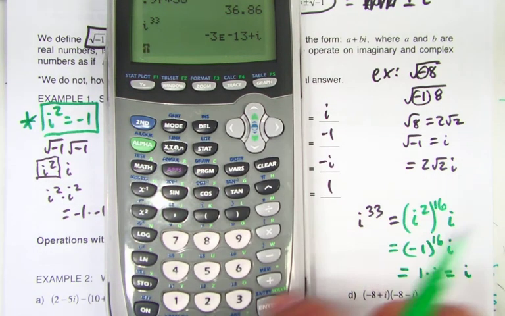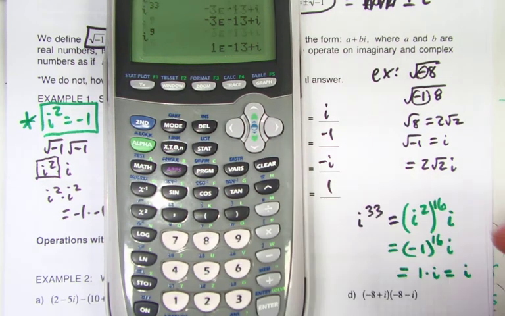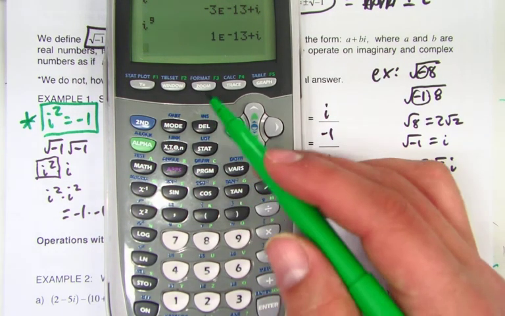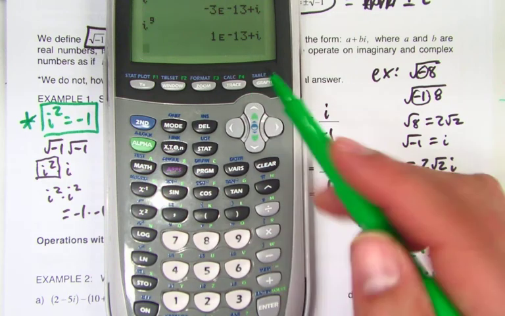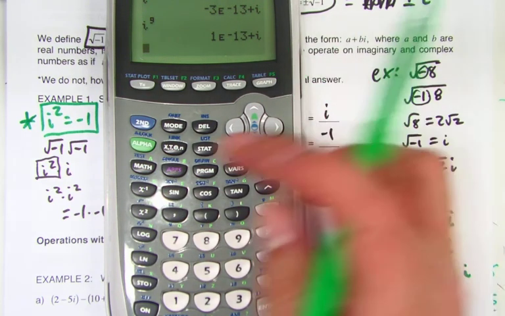Let's see, for smaller numbers, I think it's probably all right, like i to the 9. Oh no, it still does that. So it's good to know how to do this by hand. If you're going to use the calculator, you have to remember this part here is 0. So again, the answer is i.